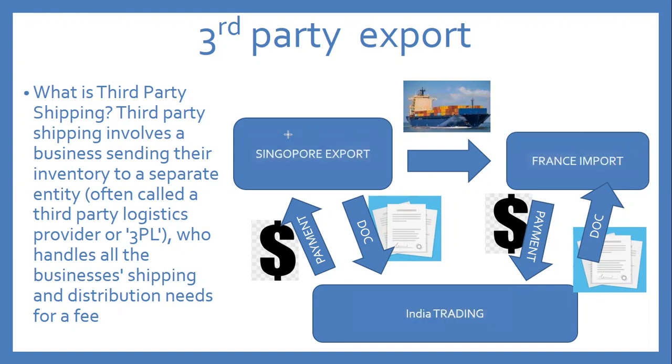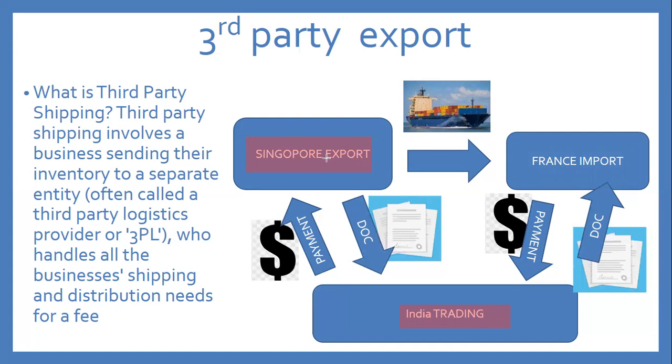Now the process is done through here. We place an order to Singapore from India. Then the Singapore company bills the Indian company, meaning bills us, and ships to France. So the Singapore company will prepare the documents in such a way that goods ship to France and bill to India.